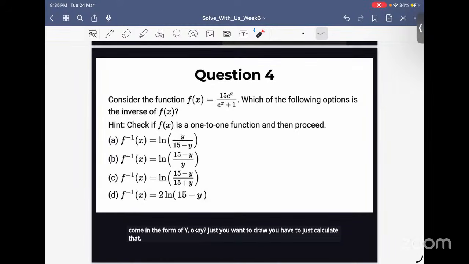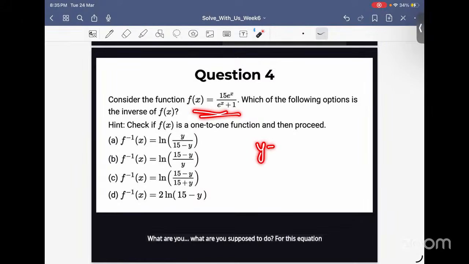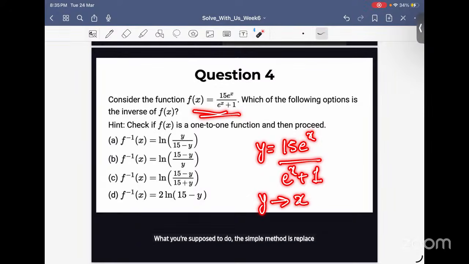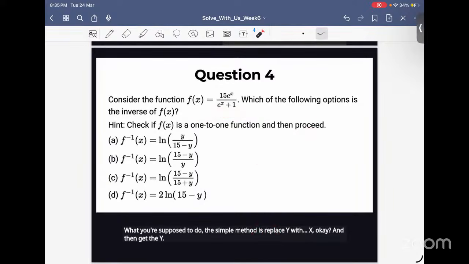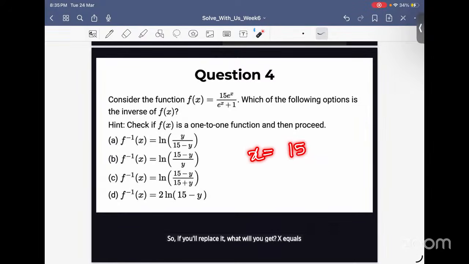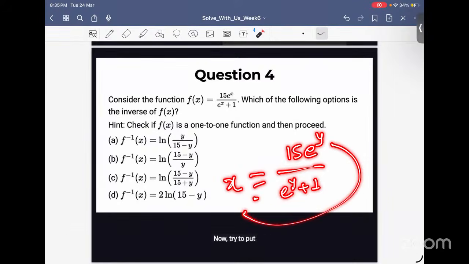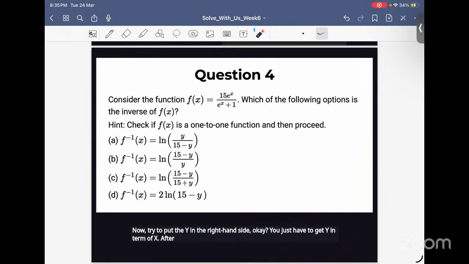What are you supposed to do? For this equation, y equals 15 e to the power x by e to the power x plus 1, the simple method is to replace y with x, and then get the y. So if you replace it, what will you get? x equals 15 e to the power y upon e to the power y plus 1. Now try to put the y on the right hand side. You just have to get y in terms of x after replacing y with x. That will be the inverse, right?